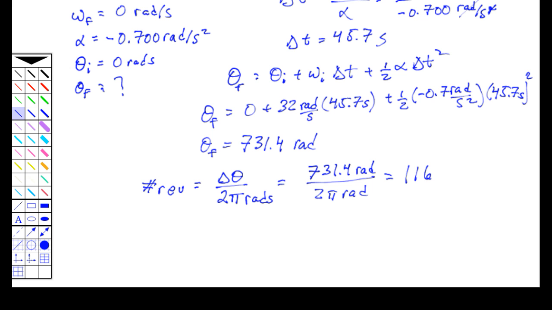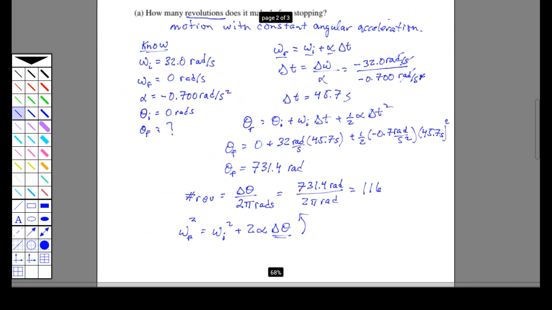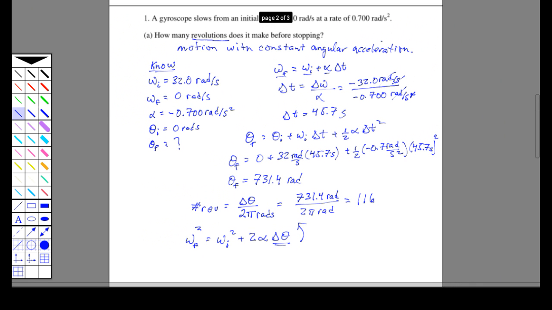We could have done this a slightly different way. Remember, we have motion with constant acceleration. We could have used the equation: our final angular velocity squared is equal to our initial velocity squared plus 2 times the acceleration times the change in angle. And you could have solved for that delta theta right away, and then done the calculation we just did above. So that's the answer to our first question. Let's look at it in this view here.